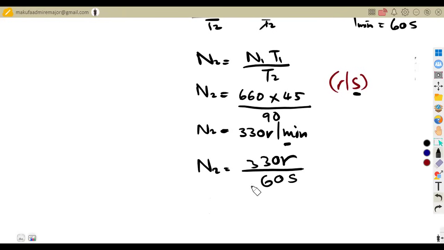All right, so that is the idea there. We divide by what? By 60. So that is going to be 5.5 revs per second. So that is the speed that we are having in that case.